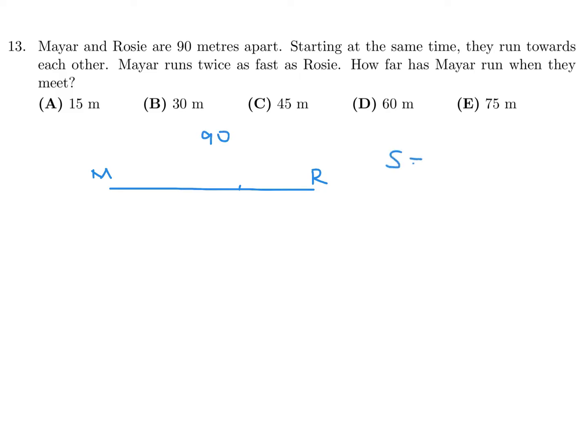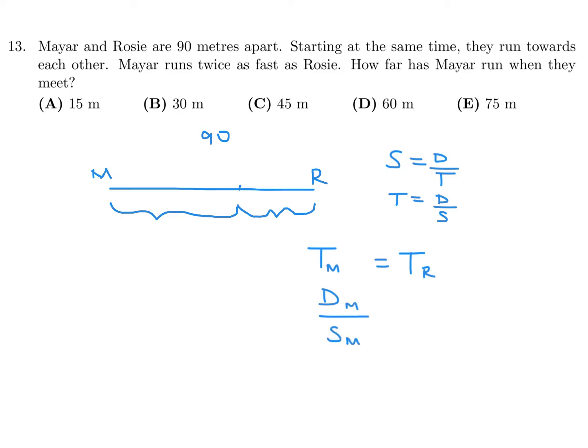Now speed is equal to distance over time, and therefore time is equal to distance over speed. Now the amount of time it takes Mayar to go from there to there is the same amount of time it takes for Rosie to go from there to there. So the times are equal. And therefore the distance traveled by Mayar over the speed of Mayar is equal to the distance traveled by Rosie over the speed of Rosie.